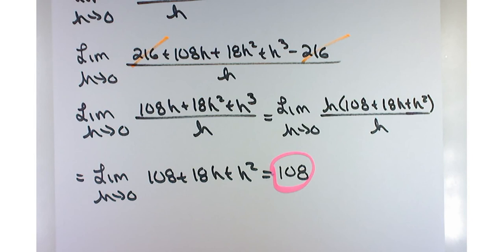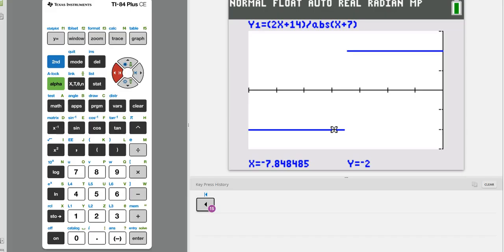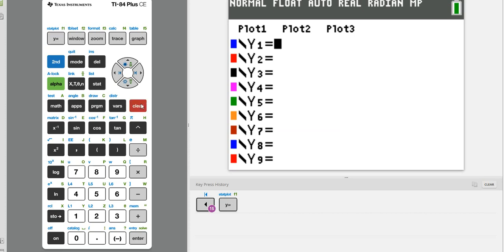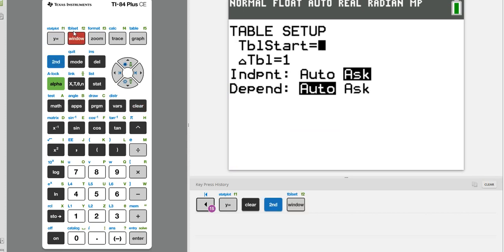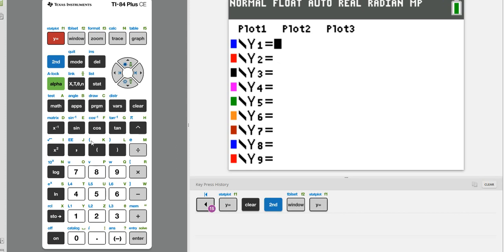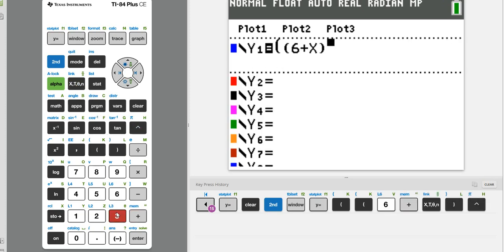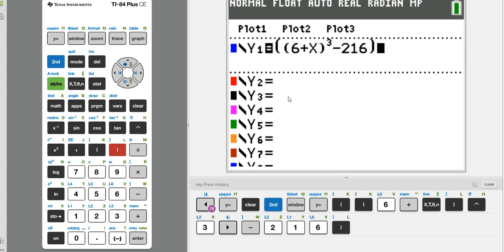Table. Yeah, graph, table. So let's try it quickly with a table. I'm assuming that everyone's table is still set up like this. Independent set to ask, dependent set to auto. Let's plug in our function. Double sets of parentheses in the numerator so that we have 6 plus, we're going to use an x as opposed to h. And that extra set of parentheses closes off the entire numerator, divided by x instead of h.